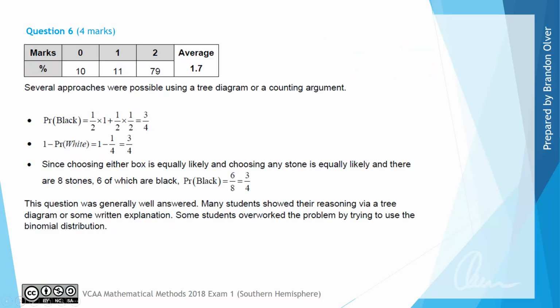So from the examiner's report, we can see that 79% of students got this question correct, and that the examiners noted that several approaches were possible, which included using a tree diagram or some sort of counting argument. So overall the question was generally well answered. Many students showed their reasoning via tree diagram or some form of written explanation accompanied their answer. Some students overworked the problem by trying to use the binomial distribution, which was unnecessary and irrelevant for this question.